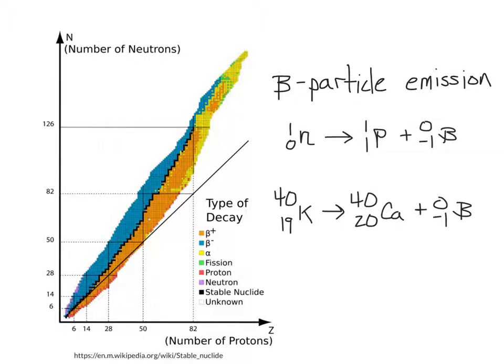Here's an example where potassium-40 is transformed into calcium-40 and an electron is emitted. Notice that the neutron to proton ratio went from 1.105 to 1.0 as a result of beta particle emission.